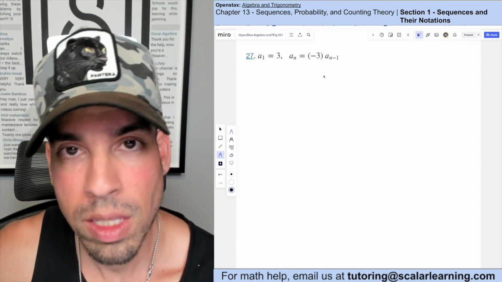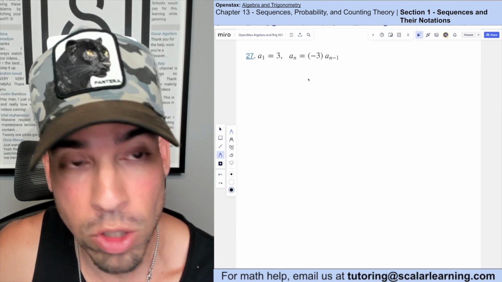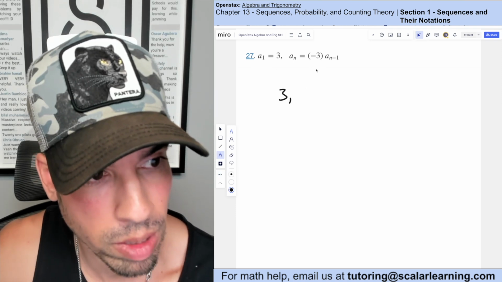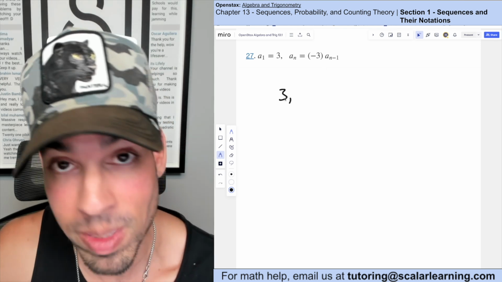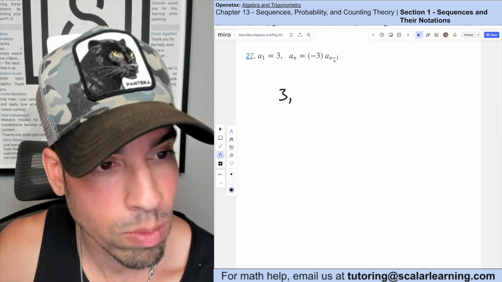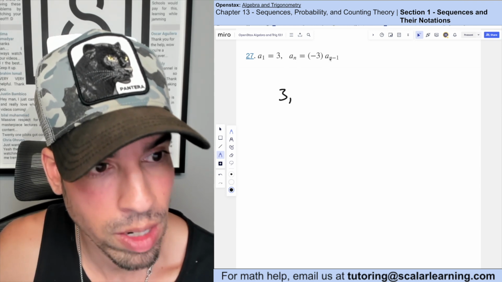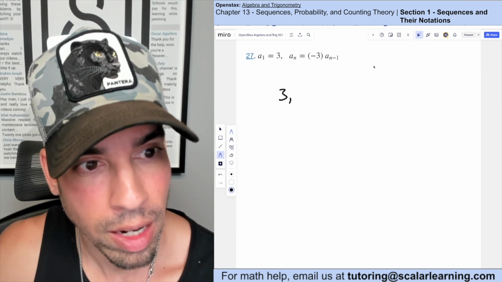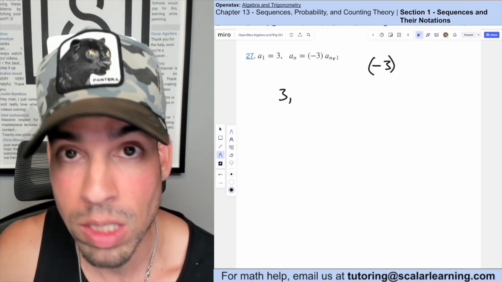Done. So for this one, we're given a recursive formula and we're given the first term, and they want the first 5 terms. So we know the first term is 3. Now the cool thing about a recursive formula is you're always going to use the previous term to get the next term. So right here, for example, if I know that this is the previous term, this is the next term. So if I know that the first term is 3, I can literally plug it in here and I see that every successive term is going to be negative 3 times the previous term.